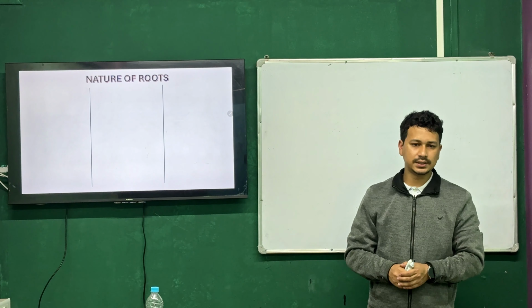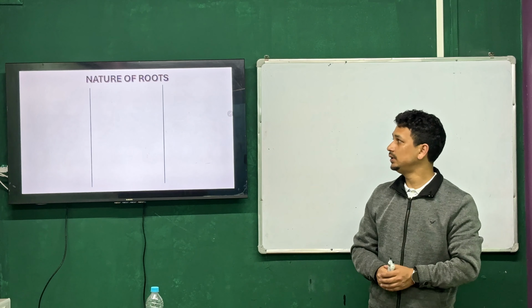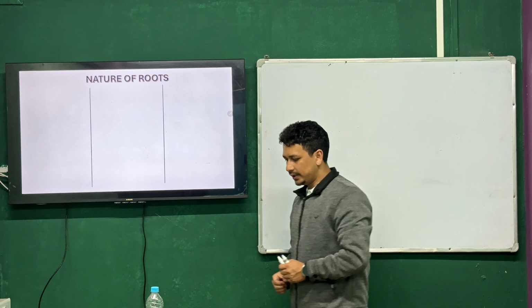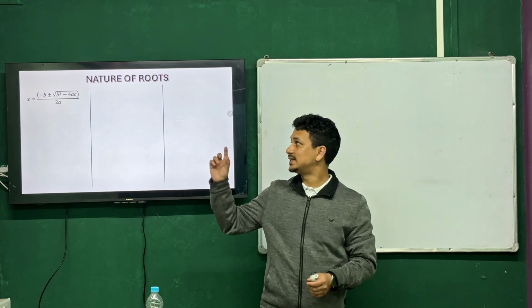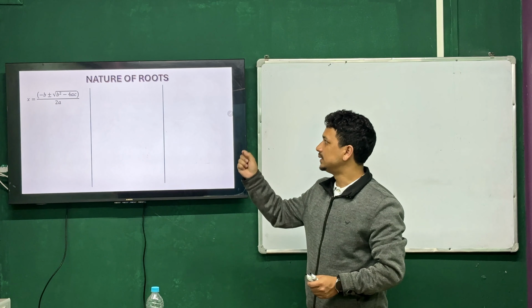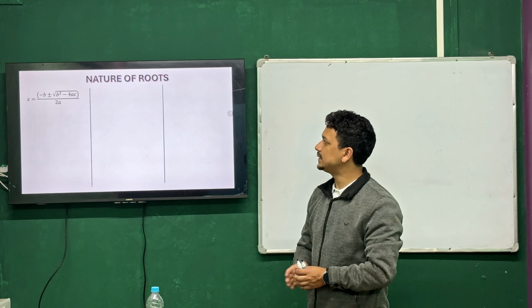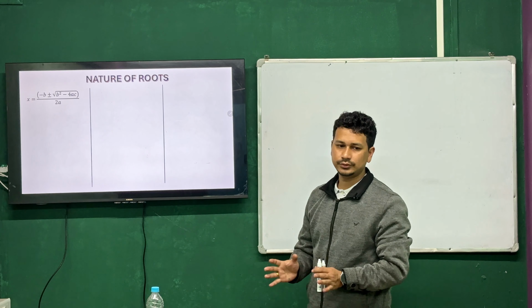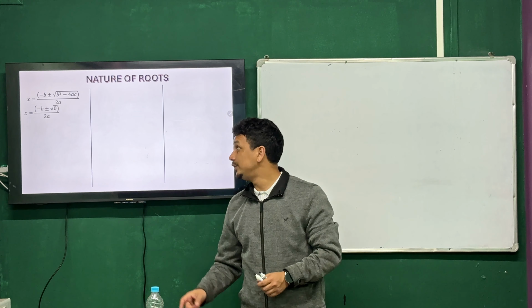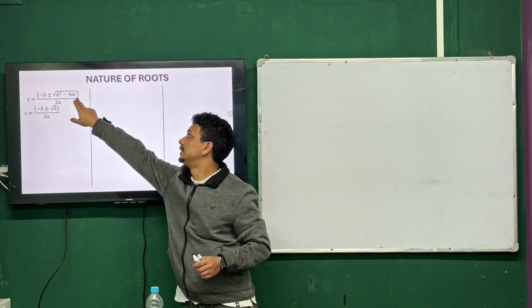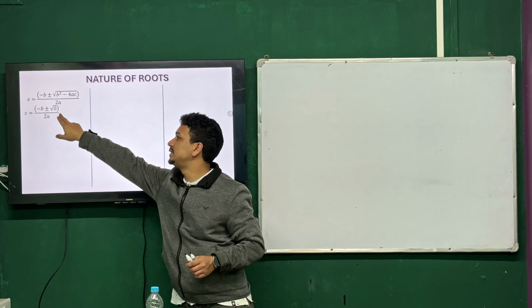So in the last class, we discussed the nature of the roots, right? There are three natures of the root. Let's revise one more time. Let's say this is the first situation. This is the quadratic formula to solve any quadratic equation, right? Now imagine that you're solving and you got this term, b square minus 4ac, to be 0.